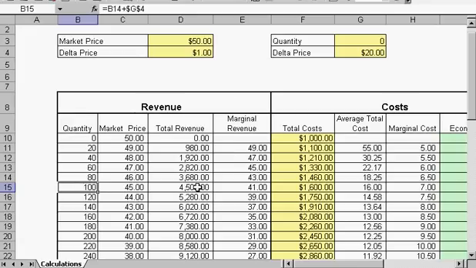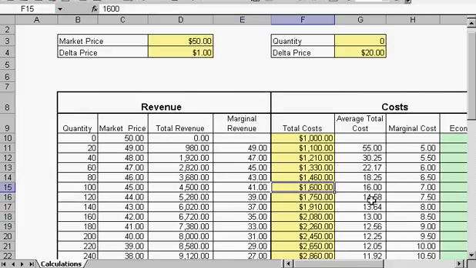We have a market price of $45. We'll have a total revenue of $4,500. That's the product of these two. Our marginal revenue is the difference in sales from D15 to D14, and then we would divide that by the difference in quantity, which would be B15, B14. So our marginal revenue is 41.